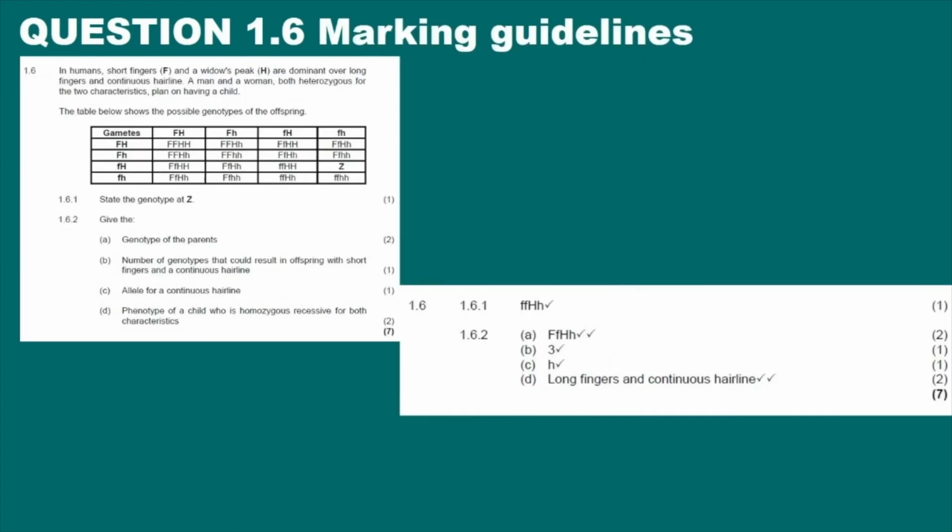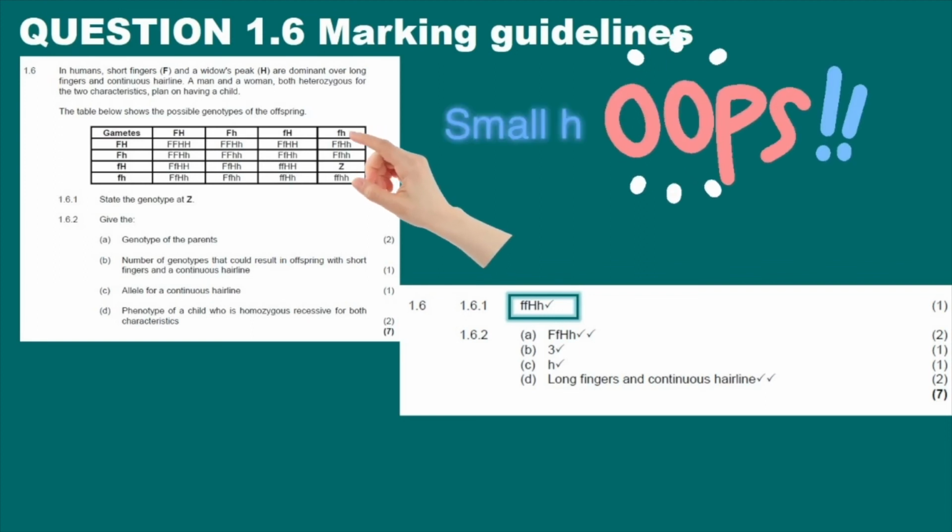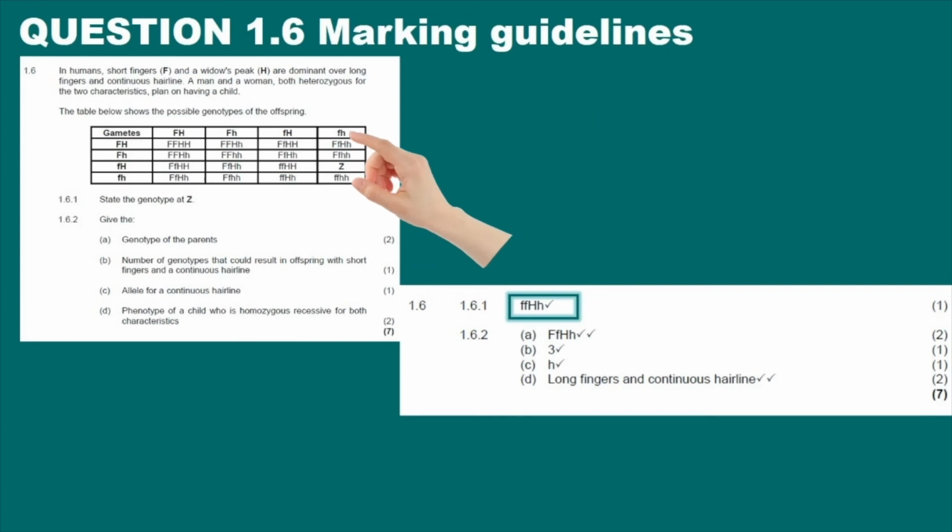So let's quickly have a look at the marking guidelines. So question 1.6.1, they wanted the genotype at Z. So my answer will be small f, and capital letter H and a lowercase h for this genotype. So how we got it, you will move to the left-hand side of the table and you will see that in row number 3, you will have a small f and a capital letter H. And if you move back to Z and to the top of the table, you will see that there is a small f and a capital letter H. And then you group the letters together where your capital letter will always be first.